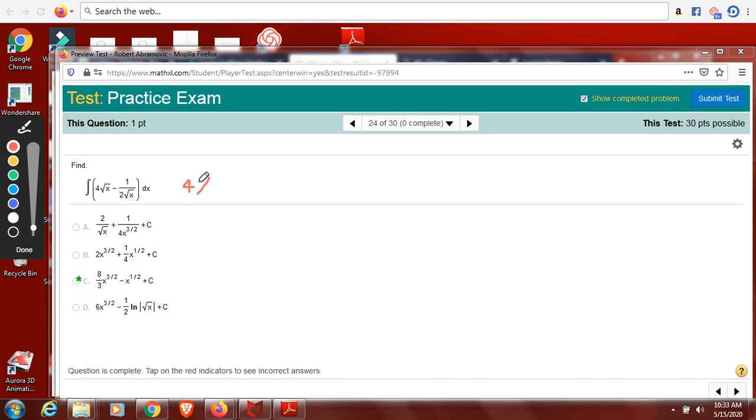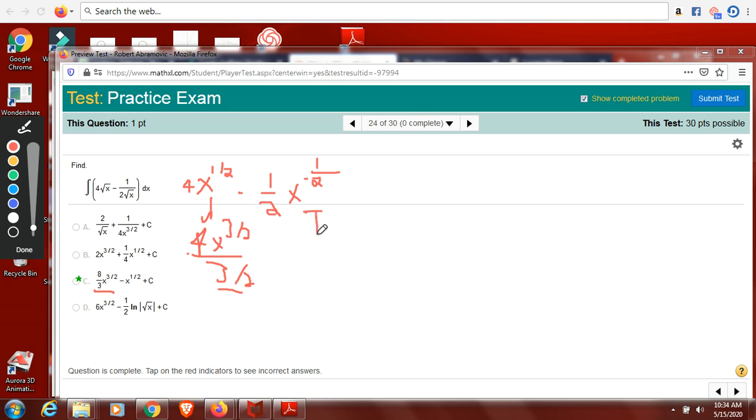rewrite this as 4 times x to the 1/2 minus 1/2 times x to the negative 1/2. So what's 4x to the 1/2? That's the same as 4 times x to the 3/2 all over 3/2. And of course, the reciprocal of 3/2 is 2/3. 2/3 times 4/1 is 8/3. So we're left with the first term being 8/3 x to the 3/2.